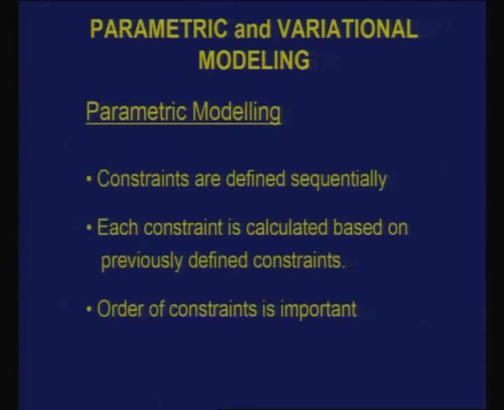The idea is, if I have to relax one of the constraints, which one I am going to relax depends on what your priority is. The one which has the highest priority has to be respected. One which has a relatively low priority can be relaxed if necessary. So, constraints are defined sequentially, then each constraint is calculated based on the previously defined constraints. I will come back to that, and the order of constraints is important, so that this helps you in relaxation.